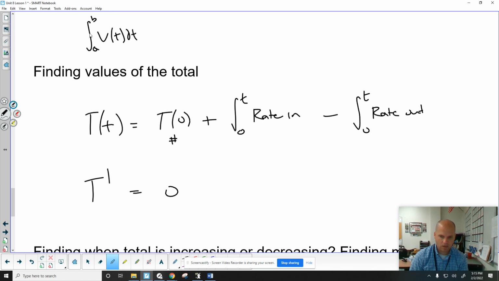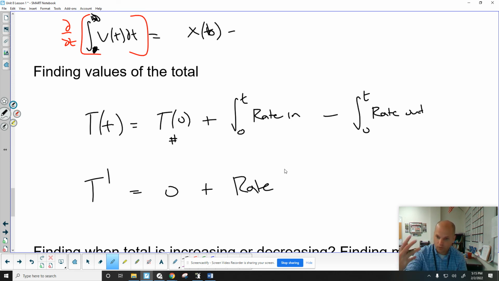This integral doesn't mean accumulate, it means take the antiderivative, right? Okay, so I get x of b minus x of a, right? But let's pretend it's just an integral. It's just like I take the antiderivative. Well, what would happen if I took the derivative of an integral? What would happen if I took a derivative of an antiderivative? Well, the integral would go away. What you would get is just your rates, your velocities, your v's.